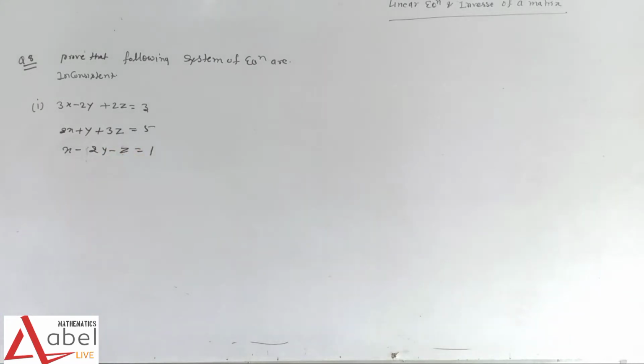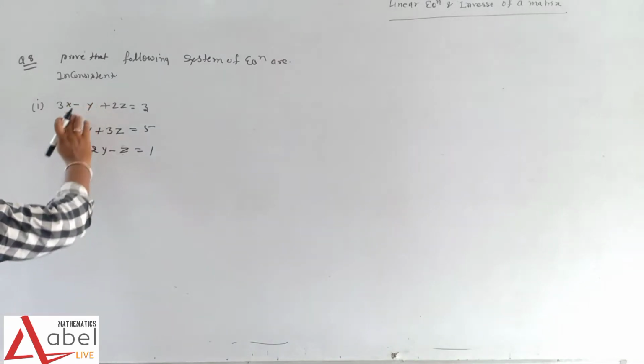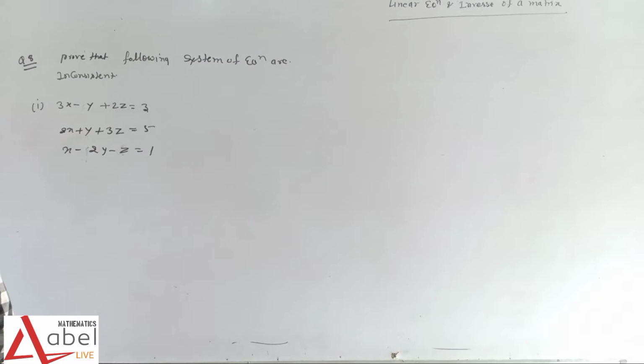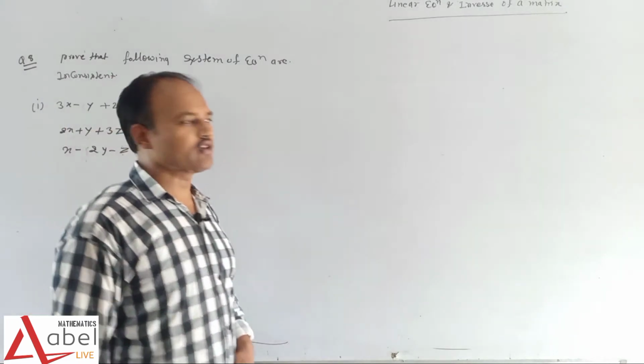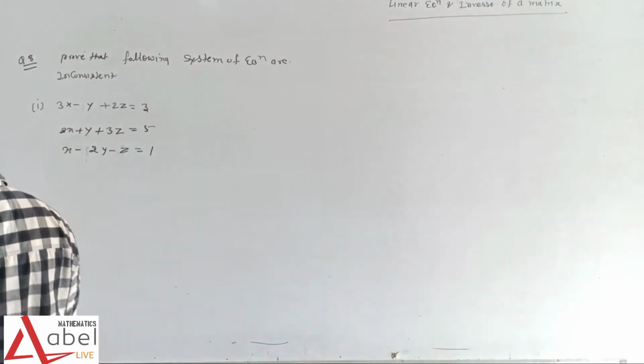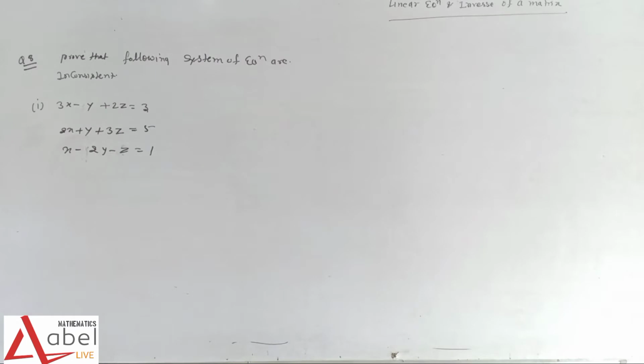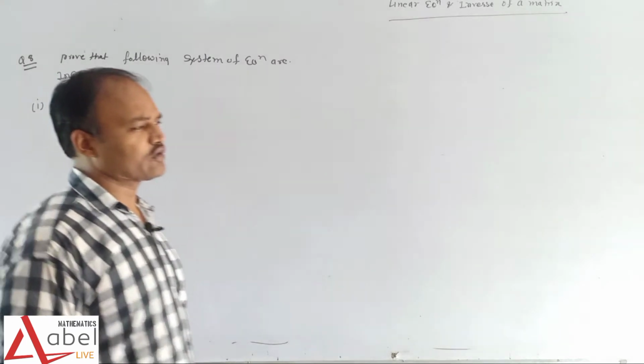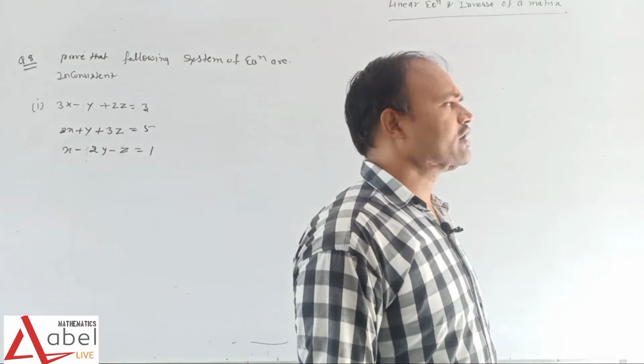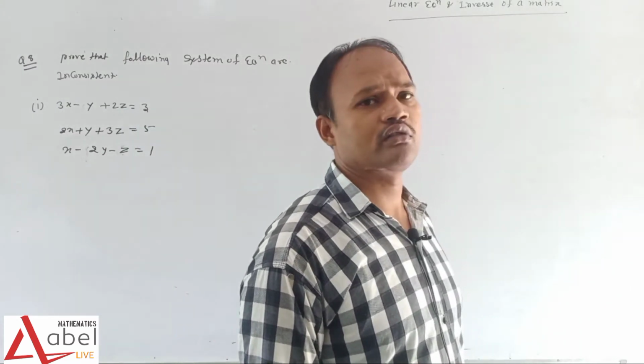So it is 3x minus y plus 2z equal 3, and 2x plus y plus 3z equal 5, and x minus 2y minus z equal 1. So students, this is a question, and we have to prove whether it is consistent or not. When we are going to check consistency, then we have to think about whether delta is 0 or not.